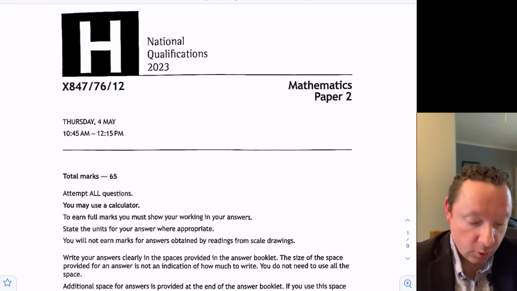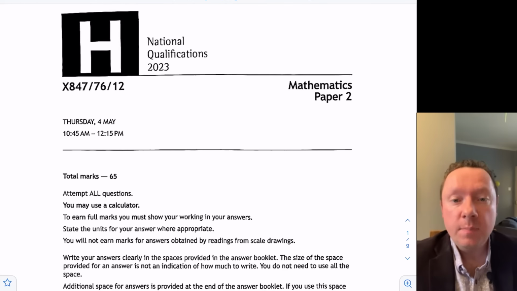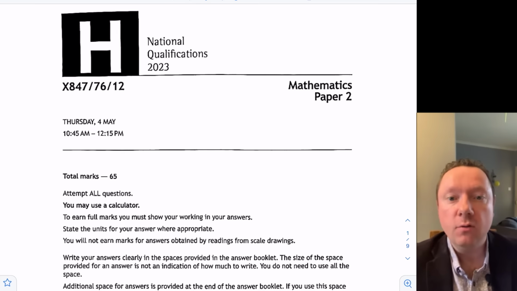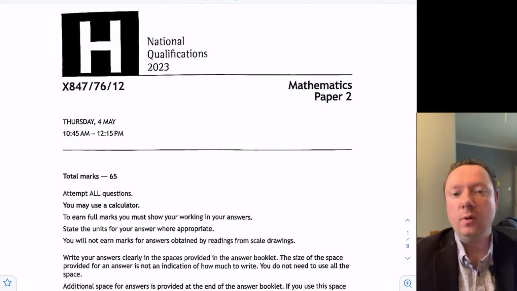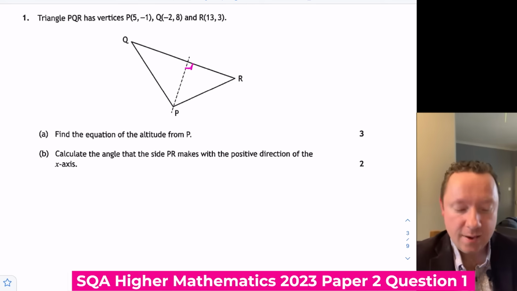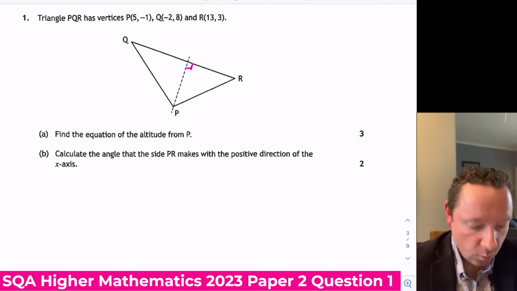Welcome to Climb Mastery. We're going to go through the Higher Maths Paper 2 for 2023, with the full solutions for the SQA Higher Maths 2023 exam. Let's go. SQA Higher Maths 2023 Paper 2 Question 1.